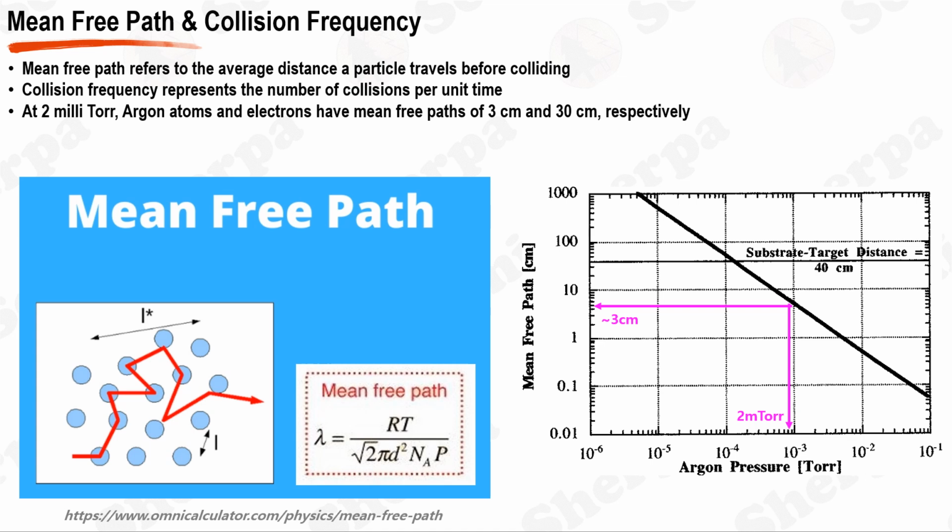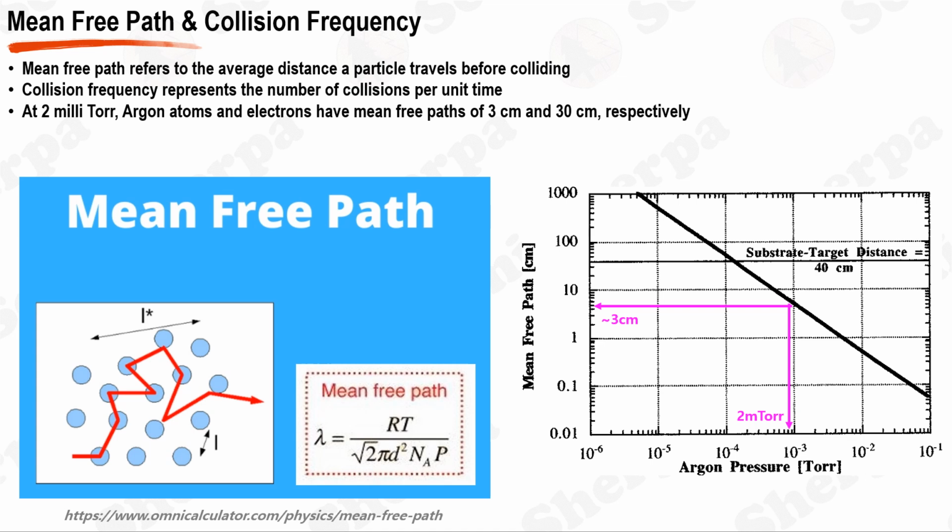For instance, at a pressure of 2 millitorr, approximately 0.25 pascals, argon atoms exhibit a mean free path of about 3 centimeters. To put it in perspective, an argon ion or atom can travel 3 centimeters on average before encountering another argon atom. When we consider electrons at the same pressure in the plasma, the mean free path with argon extends to 30 centimeters.